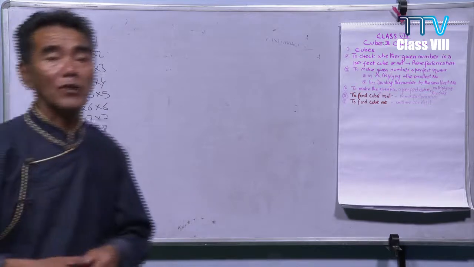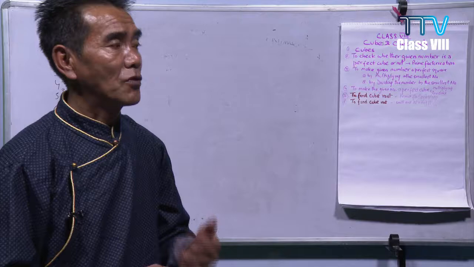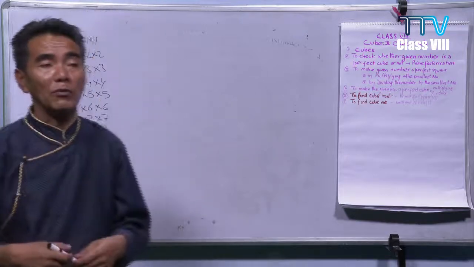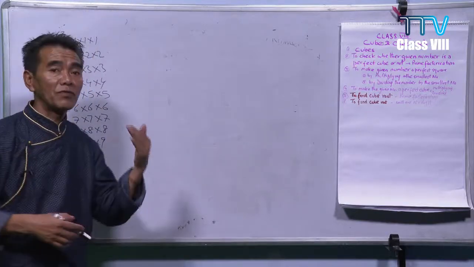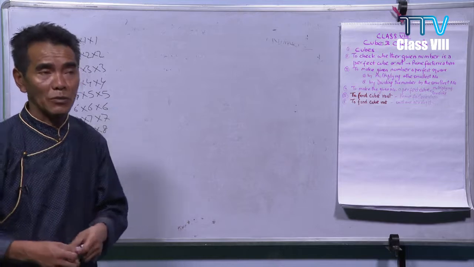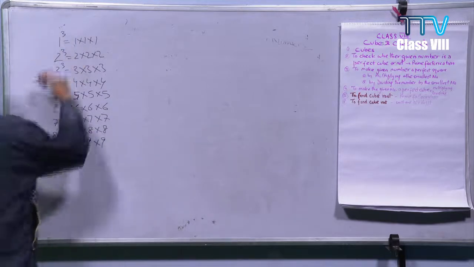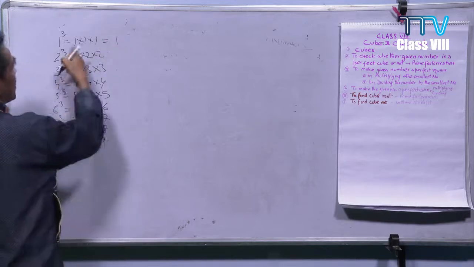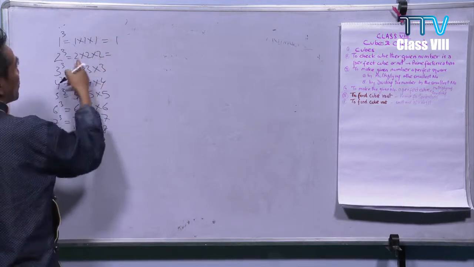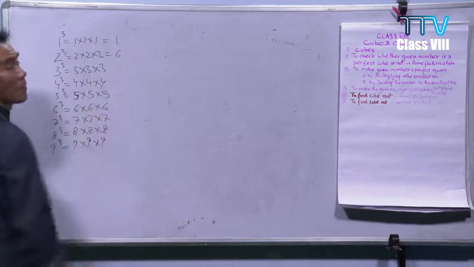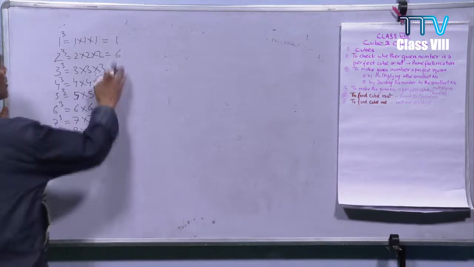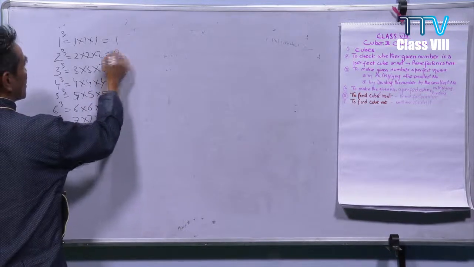So these are the first 9 perfect cubes, just like the first 9 perfect squares. Cube of 1 is 1, 1 multiplied by 1 multiplied by 1. Cube of 2 is 2 multiplied by 2 multiplied by 2, so we get 8.